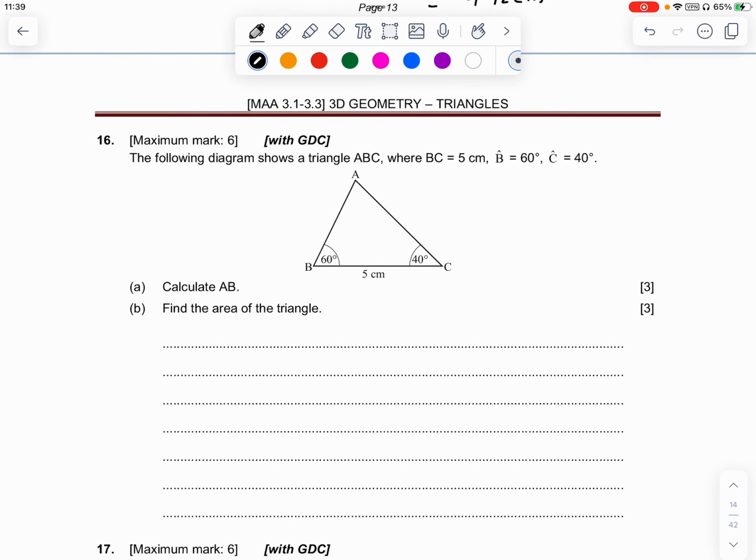Question number 16. Find AB. So this angle will be 80 degrees because the sum of all angles is 180. So AB upon sine 40 equals 5 upon sine 80. So this gives me, by cross multiplication, AB equals 3.26 centimeters.